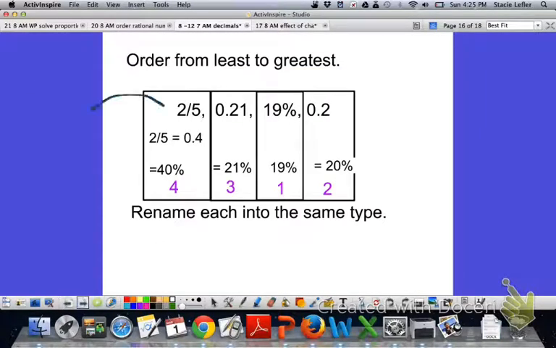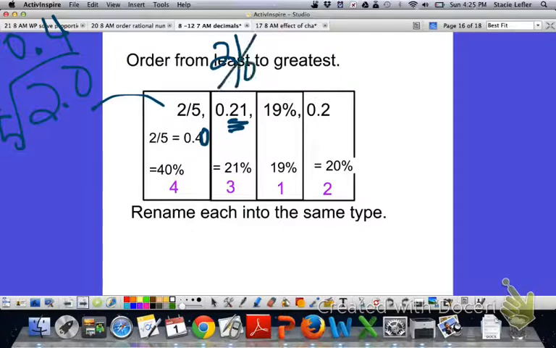So 2/5 would be 2 divided by 5, and 2 divided by 5 would be 0.4, or 4/10. And that would then become 0.40, or 40 hundredths, which is 40%. Now 21 hundredths is great. That's 21 over 100. There's your percent, 21%.